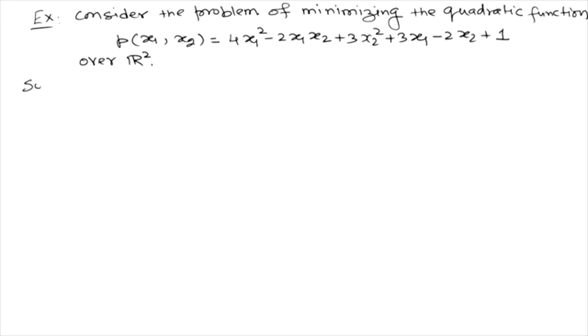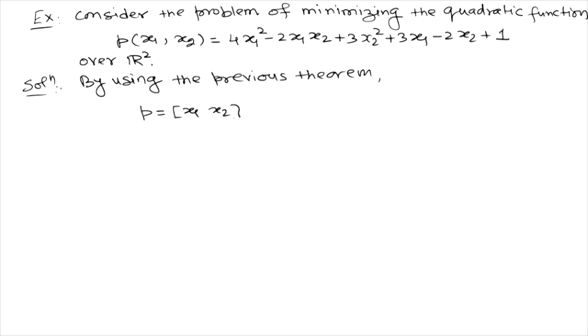How to solve this particular thing? By using the previous theorem which we have stated just now, if the associated matrix K is symmetric and positive definite, then it will have a unique minima. So, let us write this p in the matrix form. It becomes x1, x2, then the matrix 4, minus 1, minus 1 and 3, then x1, x2, then I am having minus 2 times x^T into f.